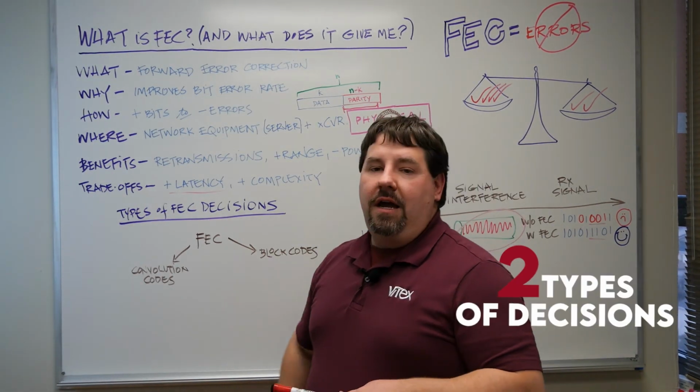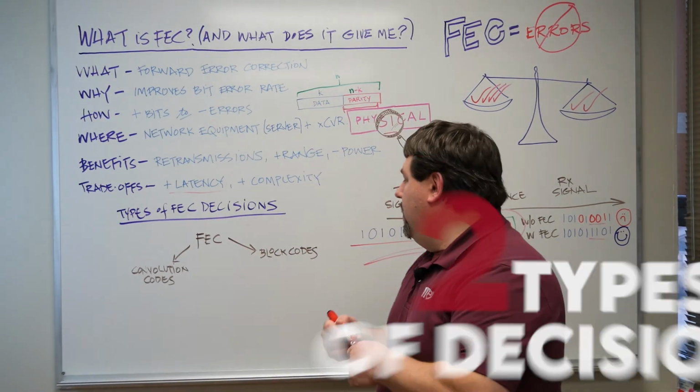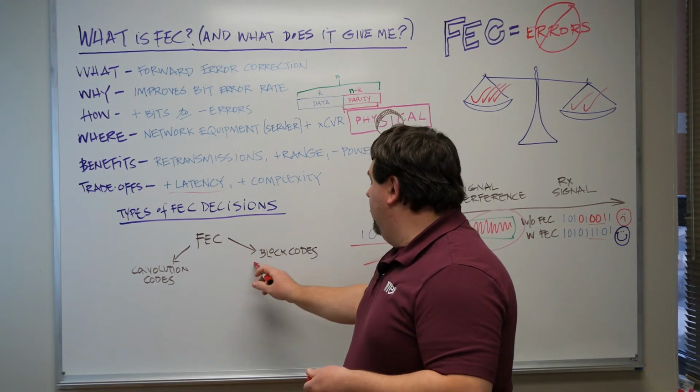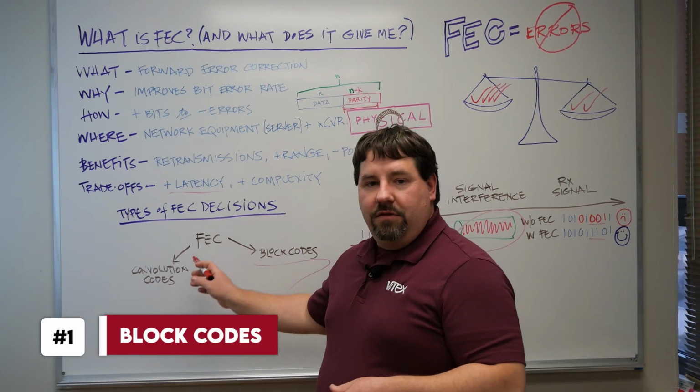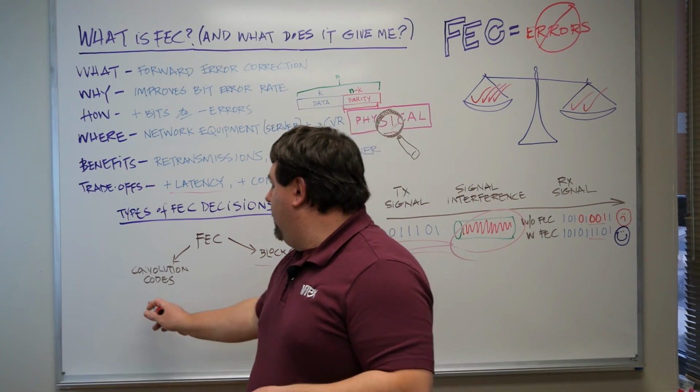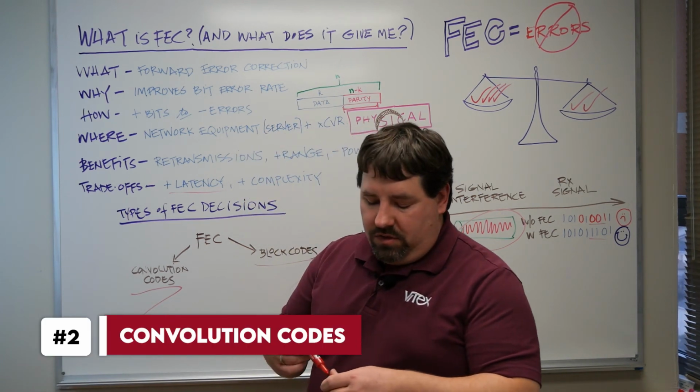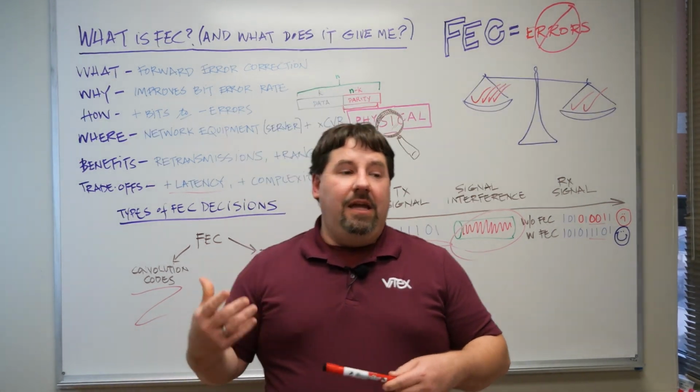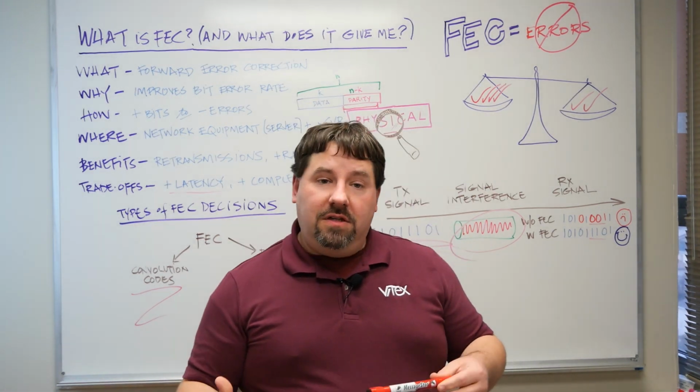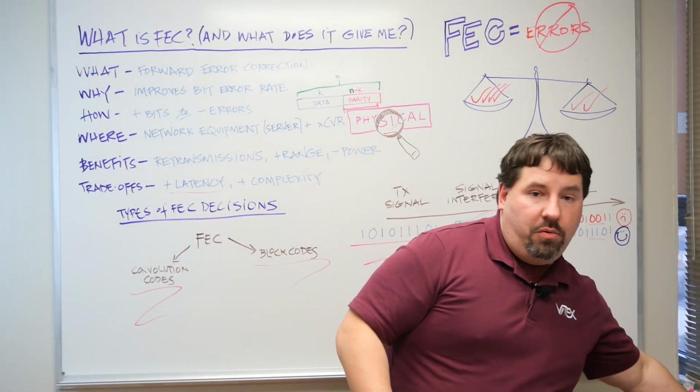We really have two types of decisions. We have a hard decision, which involves our bits, right? Our block codes. We have a soft decision, which is more about our convolution codes. So depending on what we're doing, the network can use different decision types to see how best to support FEC.